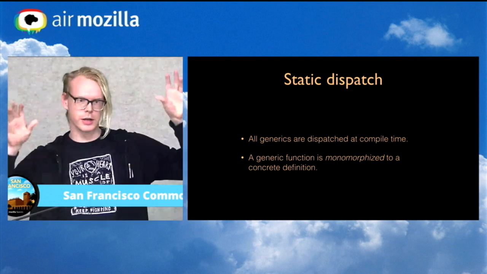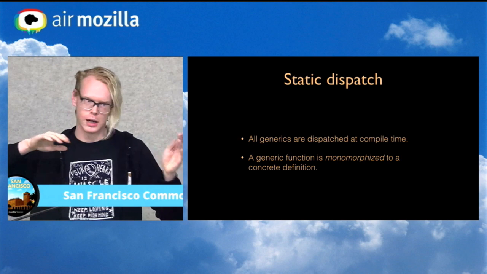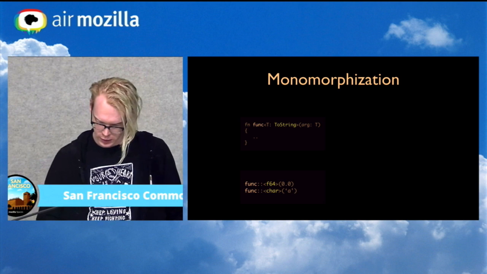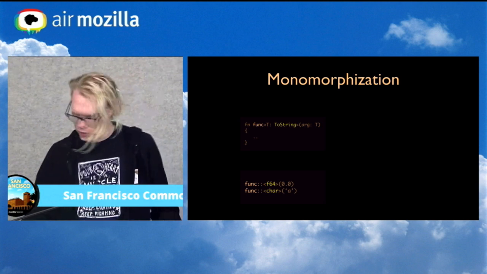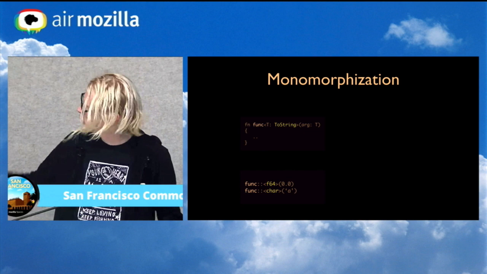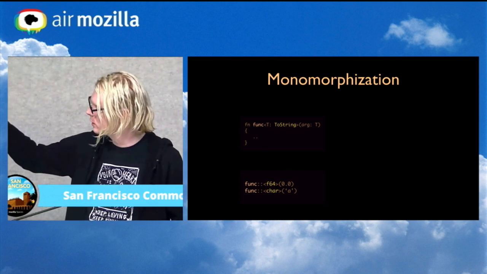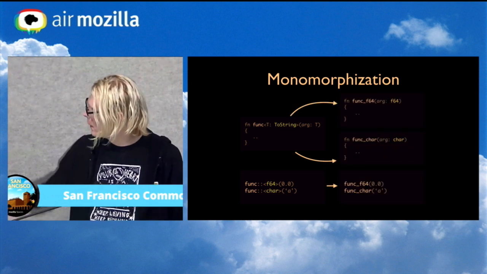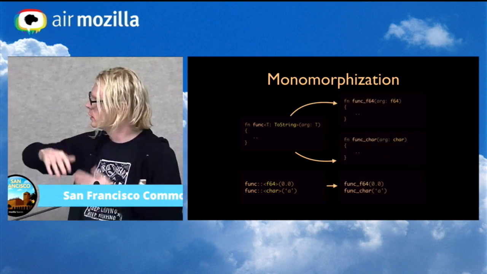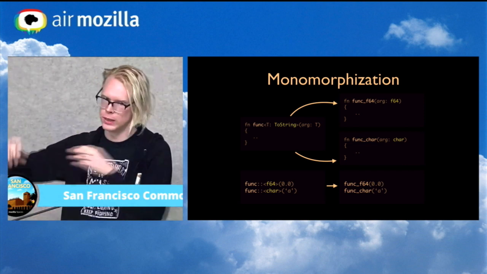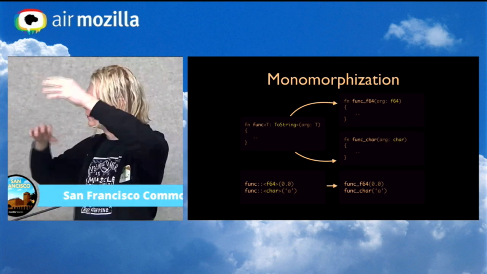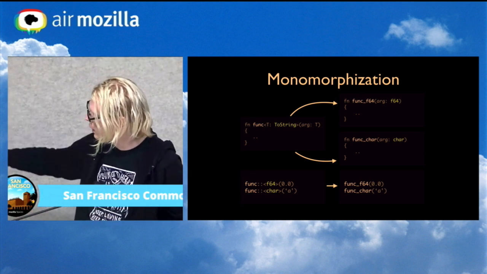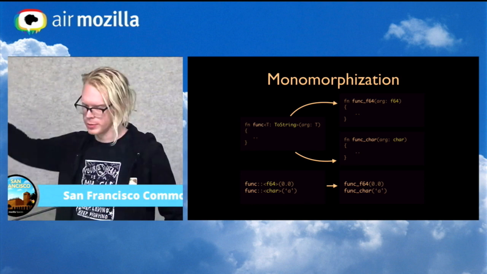So when you have something that's generic, so it takes a type parameter, that gets statically dispatched at compile time through a process called monomorphization. What that looks like is you'll have this generic function that takes any type that implements toString, and then you call it on two different types, and that gets transformed in the compiled output to two different functions. So you have one function for f64 and one function for char, and then those two different calls that pass two different types to it will instead be calls to two separate functions.